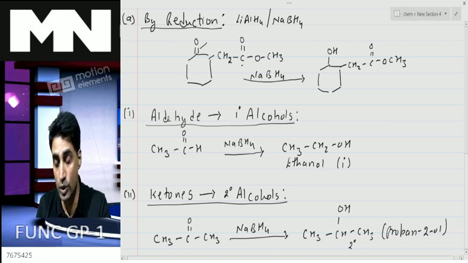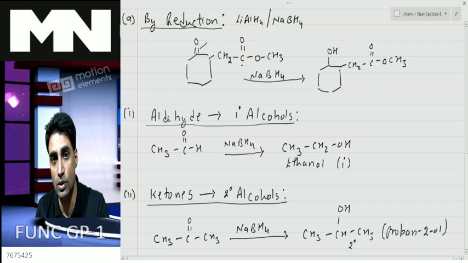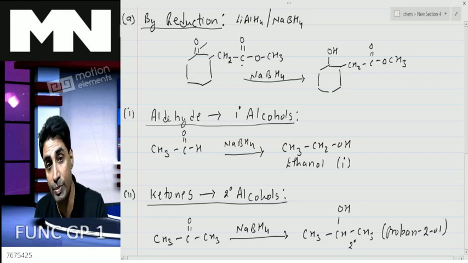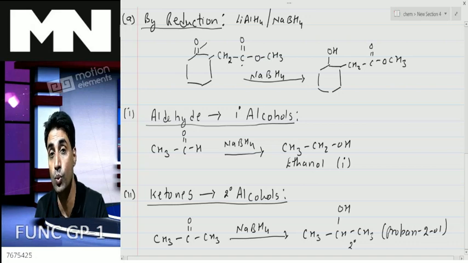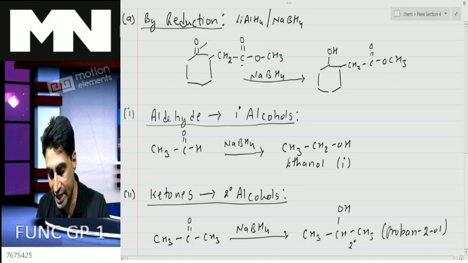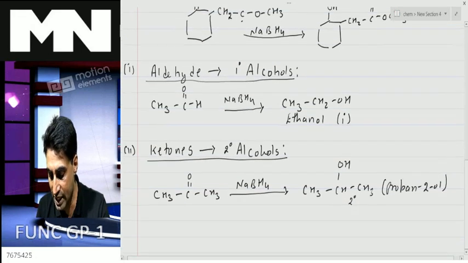Now the question comes to our mind: can we get tertiary alcohols by the reduction of aldehyde and ketone? No, we cannot. Then in case we want to prepare tertiary alcohols from aldehyde and ketone, what do we need to do? We'll react aldehyde and ketone with Grignard's reagent. In that case, we can get tertiary alcohol from aldehyde and ketone, and we'll see how it happens.